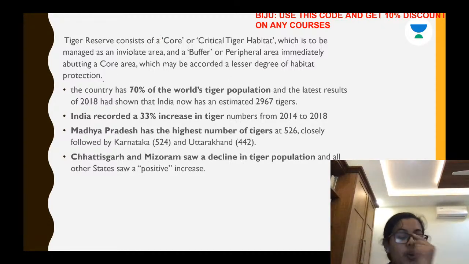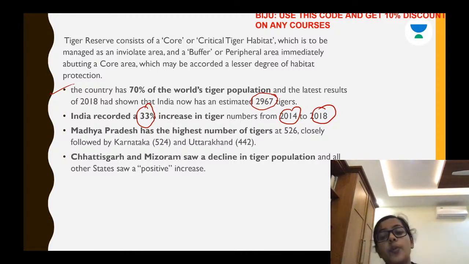And this is the report from Tiger Reserve. You can expect this in mains also, about the fourth cycle of the tiger report. Like 70% of the world's tiger population lies in India, and an estimated 297 tigers. It has recorded a 33% increase in tiger number from 2014 to 2018. Madhya Pradesh has the highest number of tigers, closely followed by Karnataka and Uttarakhand. Chhattisgarh and Mizoram saw a decline in tiger population. All other states saw a positive increase.